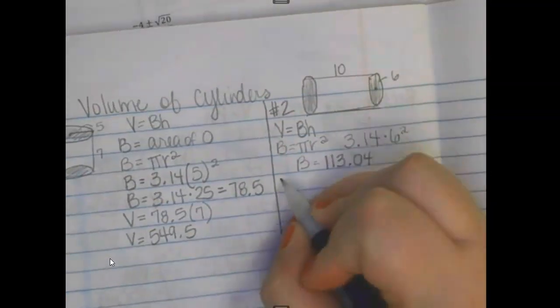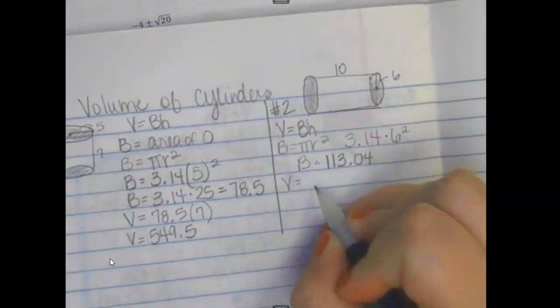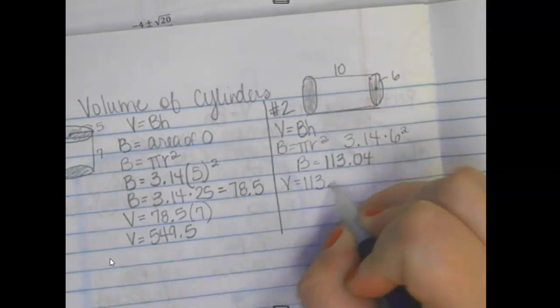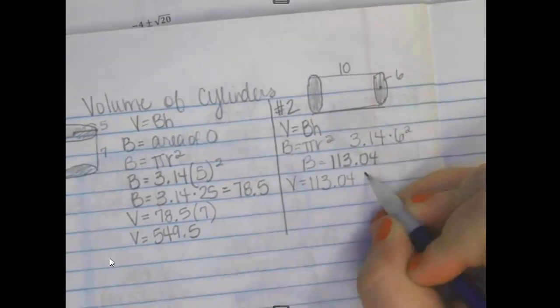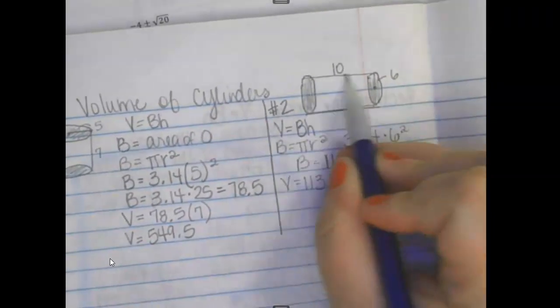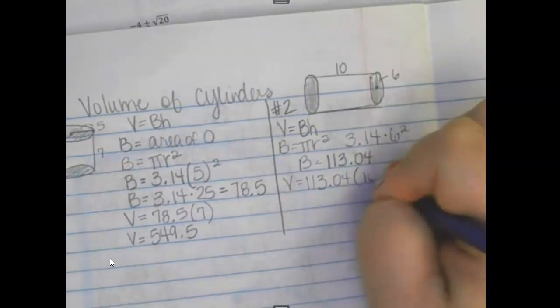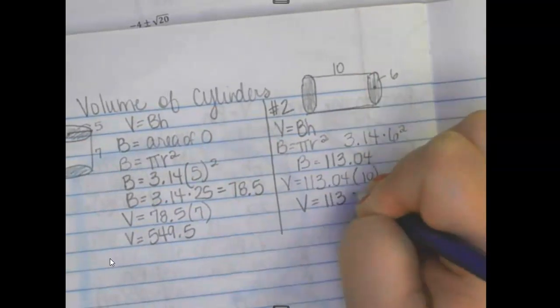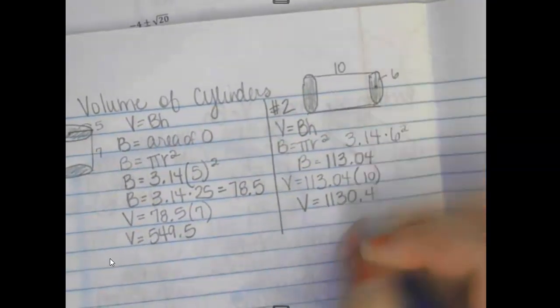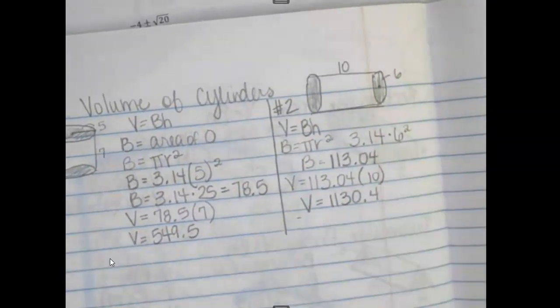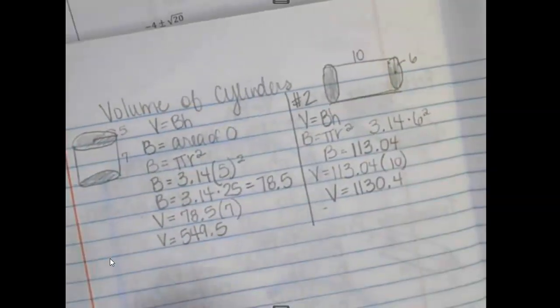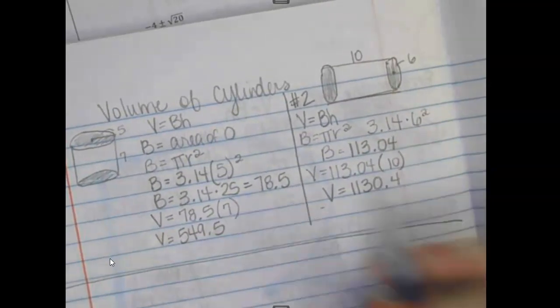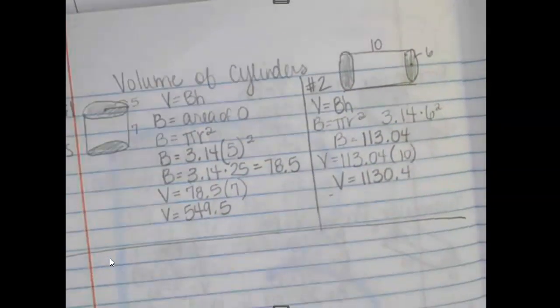All right, and then my volume is going to be big B, which is 113.04, times my height. My height connects my bases, and is 10. So my volume is 1,030.4. All right, I'm going to draw a line under that. Same process as before.